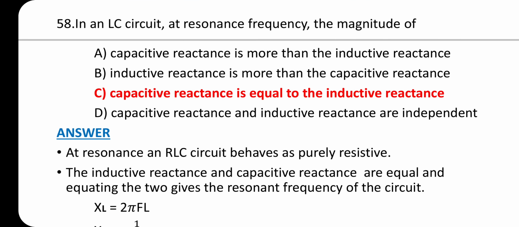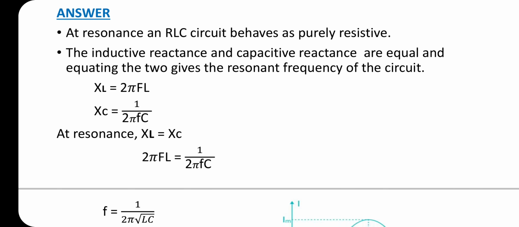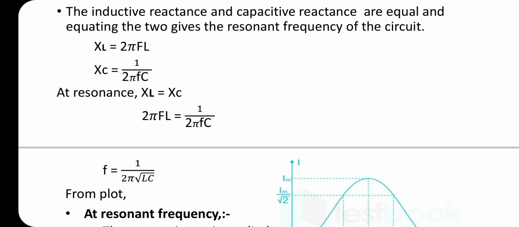Question number 58. In an LC circuit at resonant frequency, the magnitude of capacitive reactance is equal to inductive reactance. At resonance, an RLC circuit behaves as a purely resistive circuit. The inductive reactance and capacitive reactance are equal and equating the two gives the resonant frequency of the circuit. XL equal to 2πfL, XC equal to 1 by 2πfC. At resonance, XL equal to XC. After substituting the value of XL and XC, we get f equal to 1 by 2π root LC.